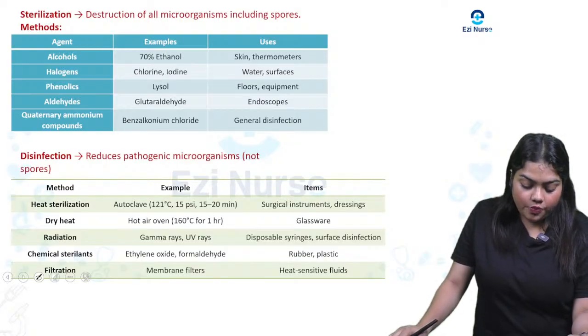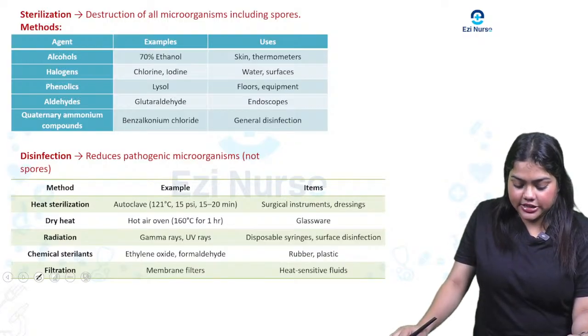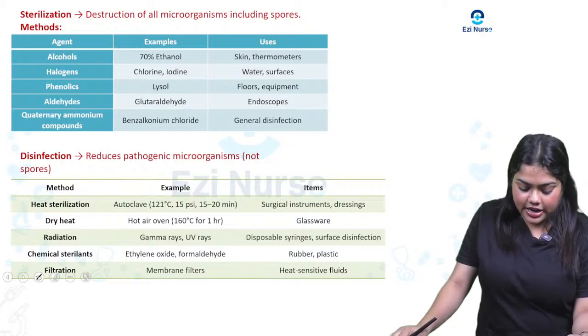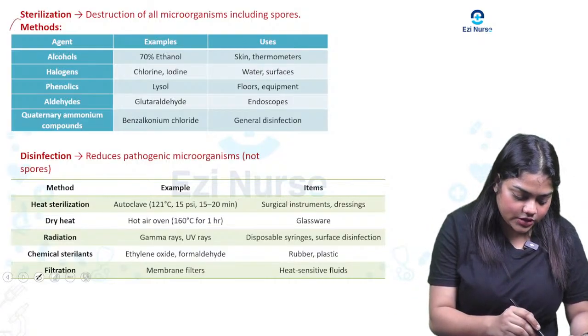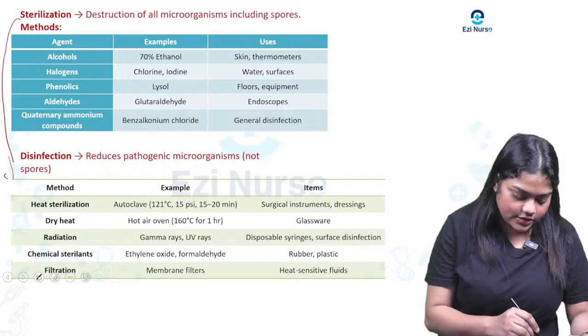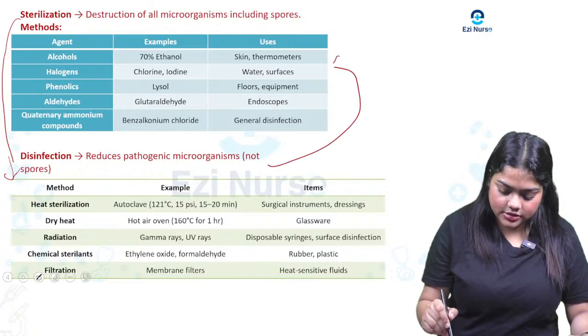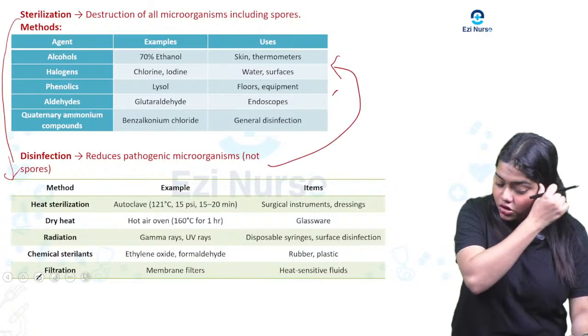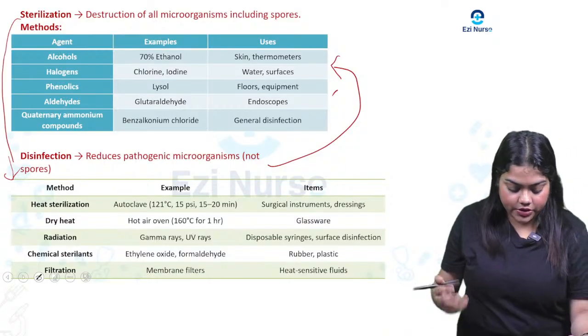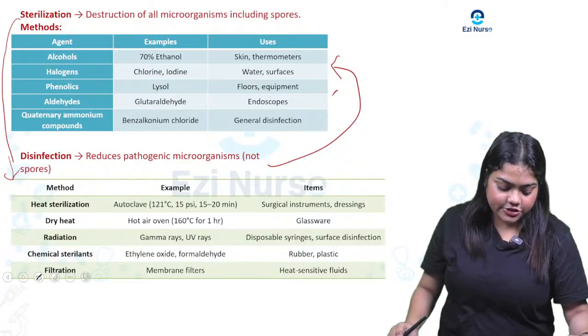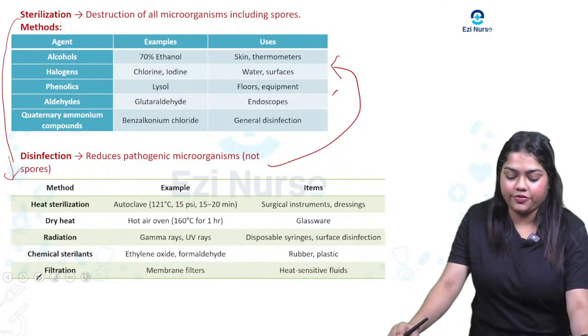Okay, so there are different methods such as heat sterilization, dry heat, radiation, chemicals, and filtration. Sorry, I made a mistake. So sterilization is actually these methods and disinfections are these. Okay, now come to sterilization. Sterilization has different types such as heat sterilization, dry heat, radiation, chemical sterilants, and filtration.